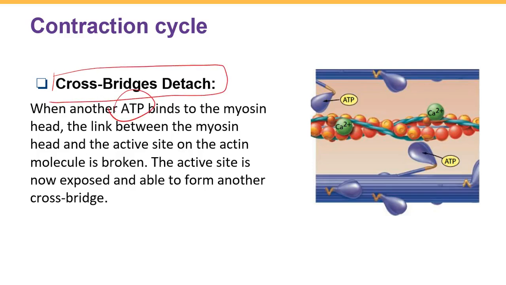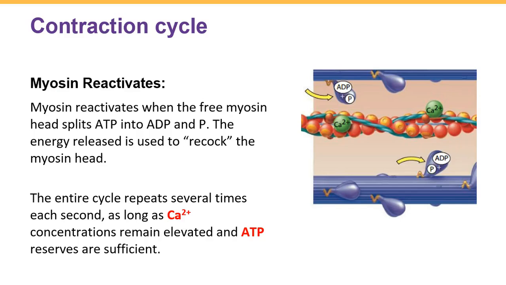This happens when the new ATP molecule binds to the myosin head. As we said, the link between the myosin head and the active site on the actin molecule is broken. The active site is now exposed and able to form another cross bridge. So then what's going to happen next? Guess what?